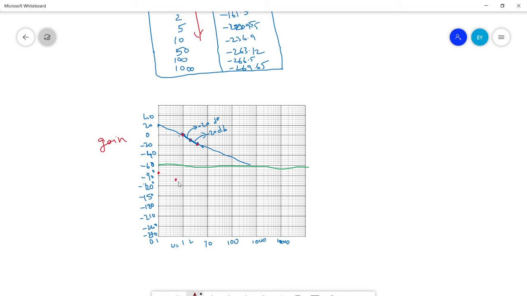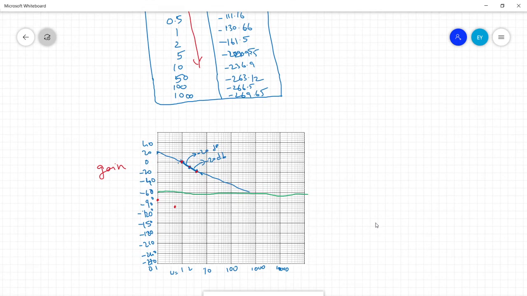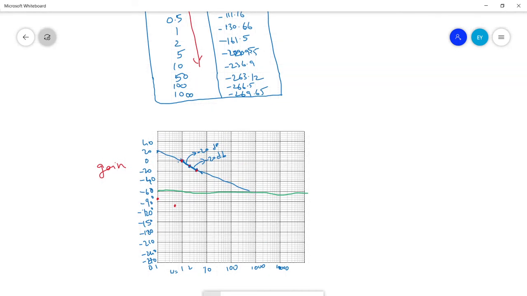Then the next point is at 1. At 1, what we got is minus 130.66. At 130, it will come somewhere here. 1 here, 130 will be somewhere here. Okay, next one is at 2, minus 161. At 2, minus 161. That is here.